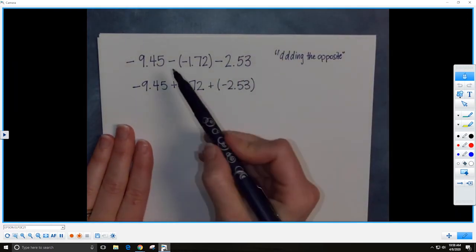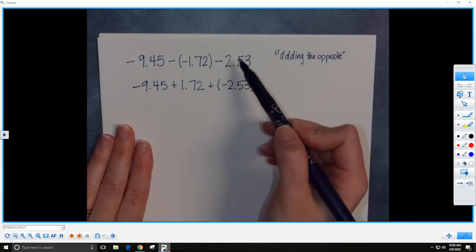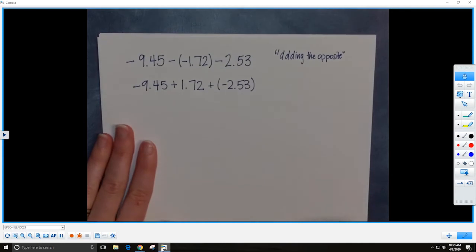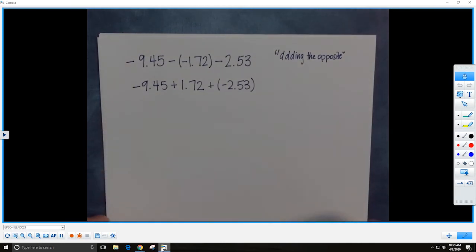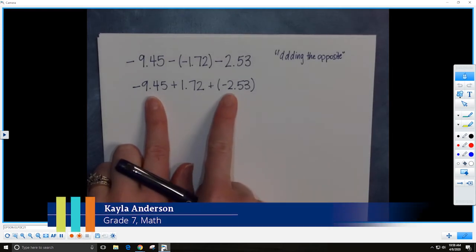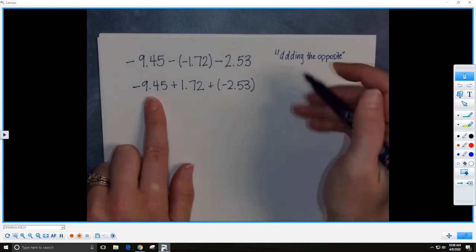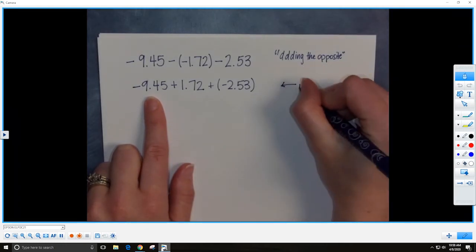Great job. Here we were subtracting, so now we're adding the opposite. If we start at 0 on a number line, we will go left, which is negative, more than 11 units. Why would we go left more than 11 units? Well, when we put negative 9 and 45 hundredths and negative 2 and 53 hundredths together, that's more than 11 units. So if we were starting at 0, we would go left more than 11 units.